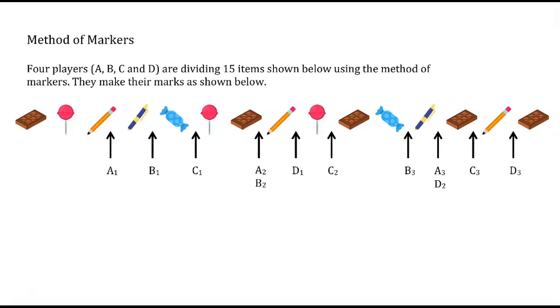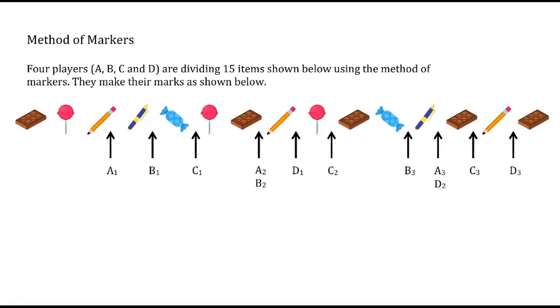In this example, we have 4 players. To make things simple, we've just denoted them A, B, C, and D. They are dividing 15 items shown below, and they're going to use the method of markers. We can also see where they place their marks. Let's look one by one and see how the players place their marks.